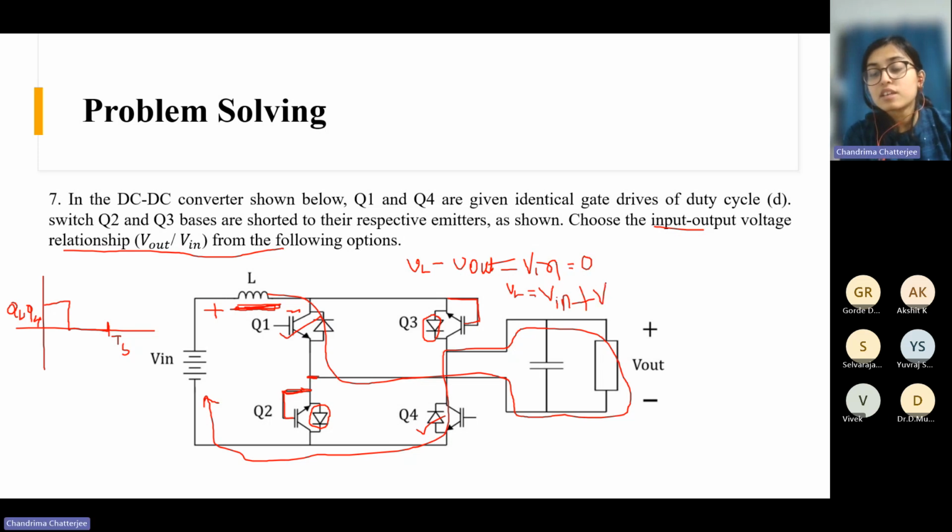Now in the next interval, you are withdrawing the gate pulse. So there is no gate pulse and Q1 and Q4 are off. And Q3 and Q2 can't conduct. Why? Because you have shorted the gate and emitter. So they will not conduct, but these diodes can conduct. So then what will be the path? Then the current can go like this.